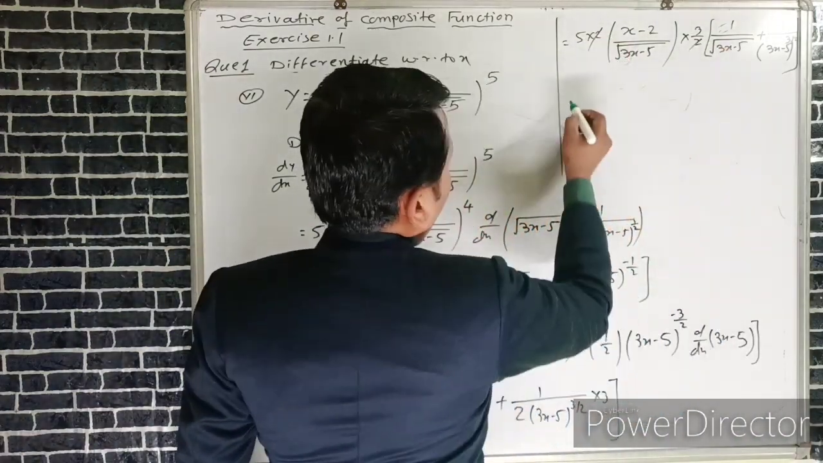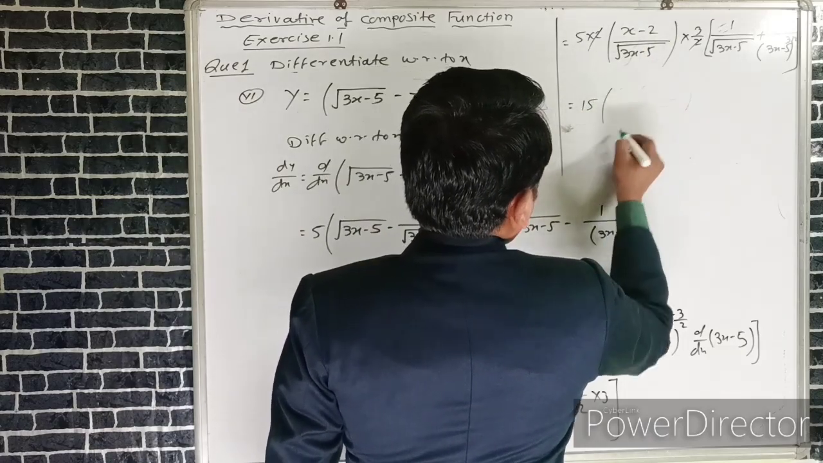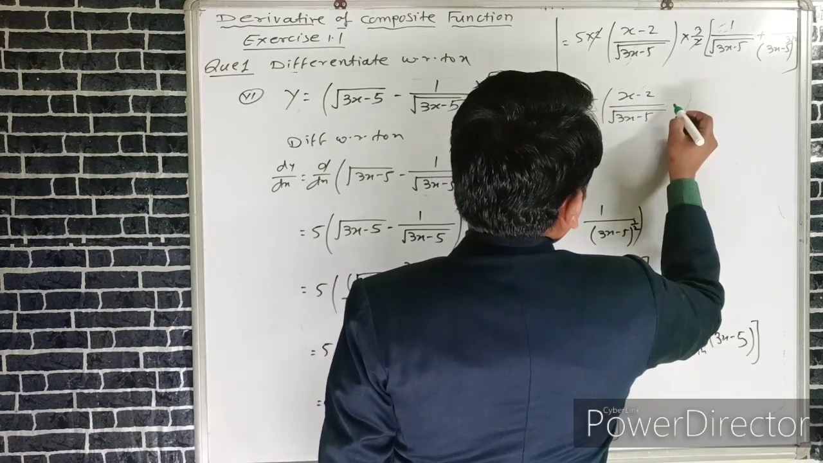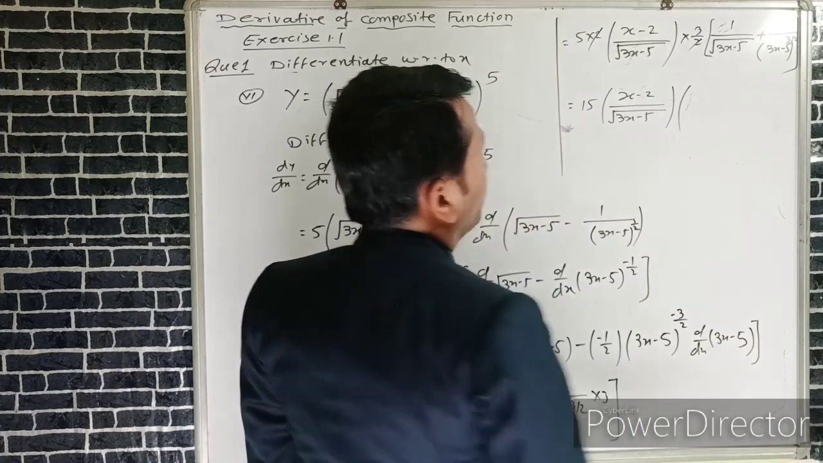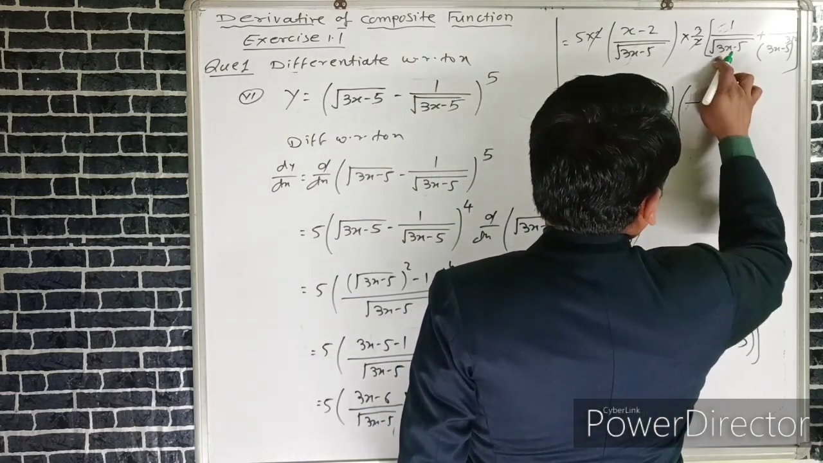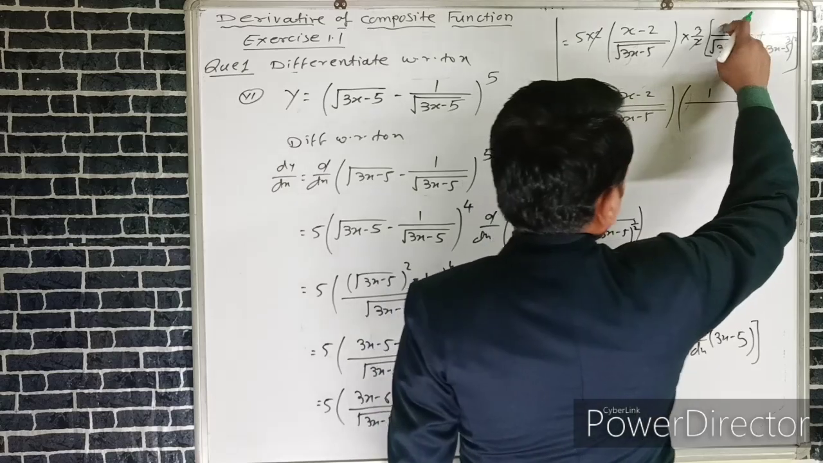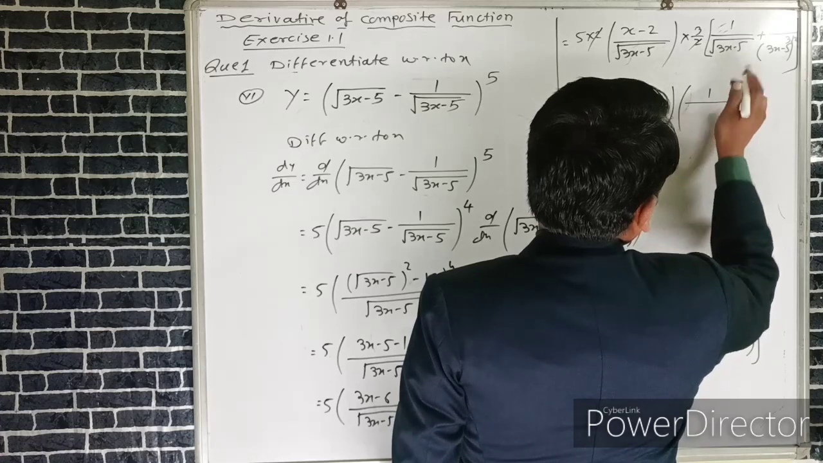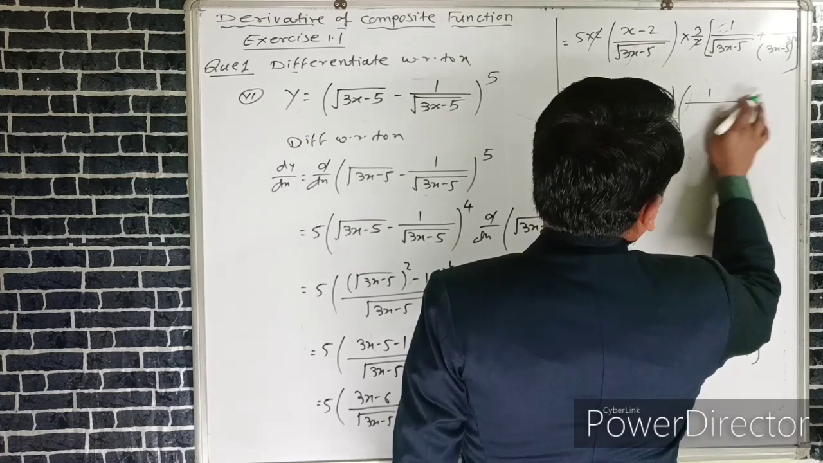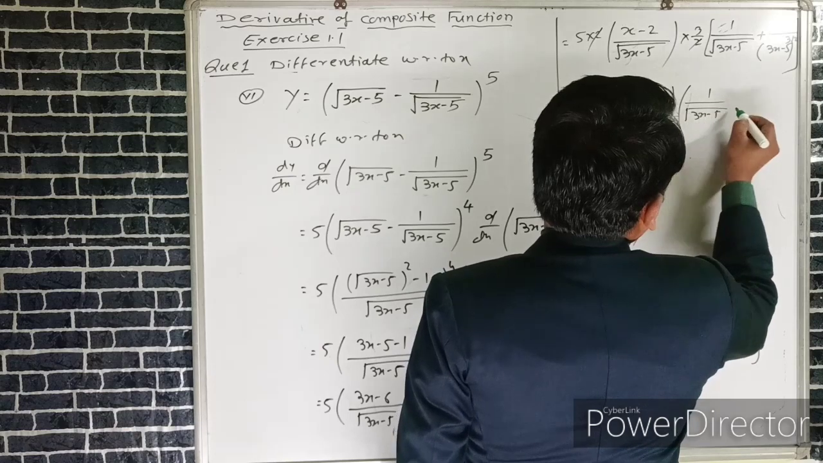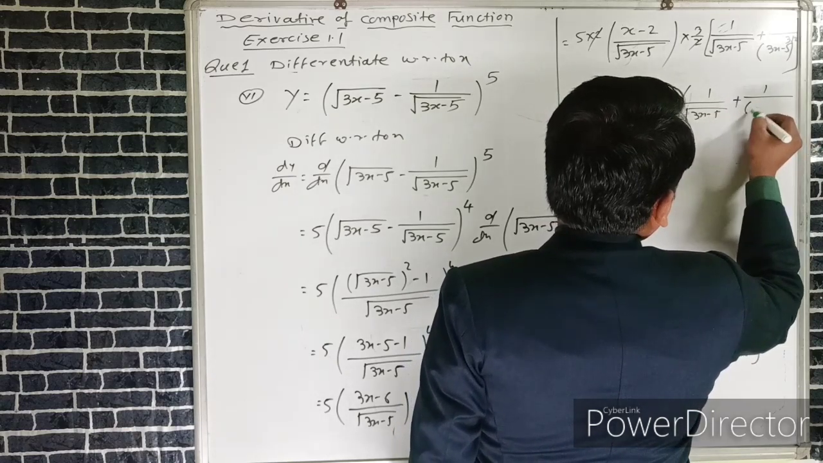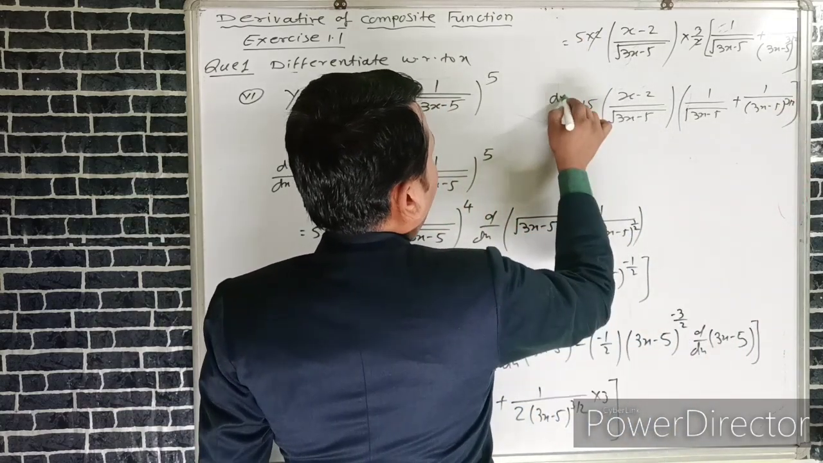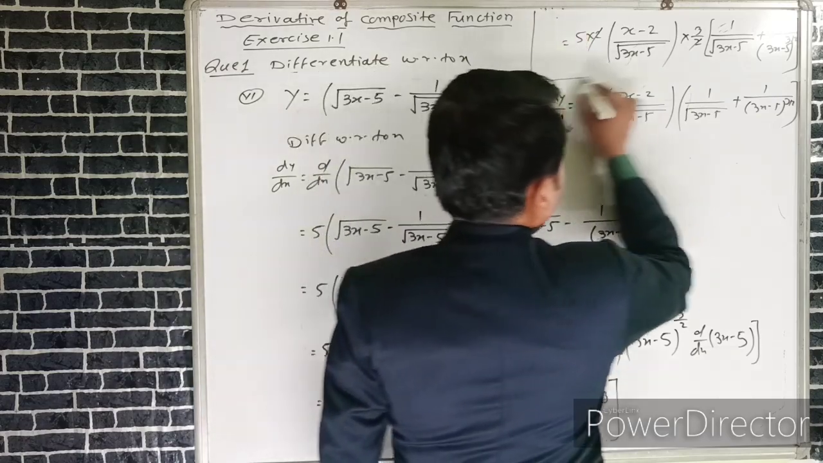Here 2 cancel. 5 into 3 is 15 into (x minus 2) upon under root of 3x minus 5 into 1 upon under root of 3x minus 5. After taking cross product, we can write it 1 upon under root of 3x minus 5 plus 1 upon (3x minus 5) whole raised to the power 3 by 2, which is the required derivative of y, dy upon dx.